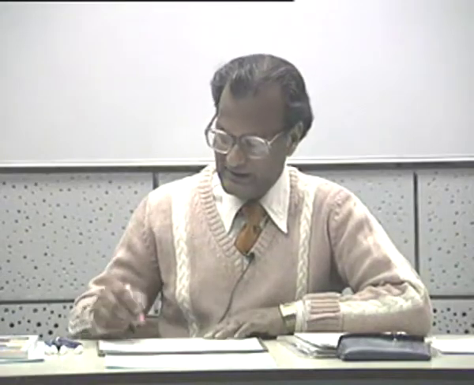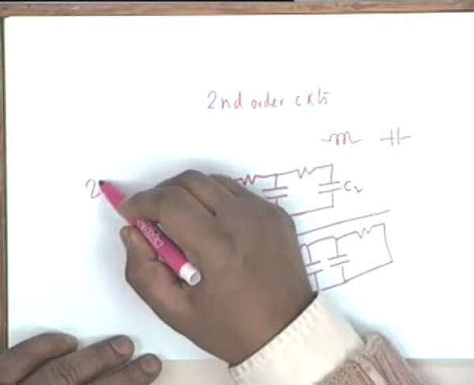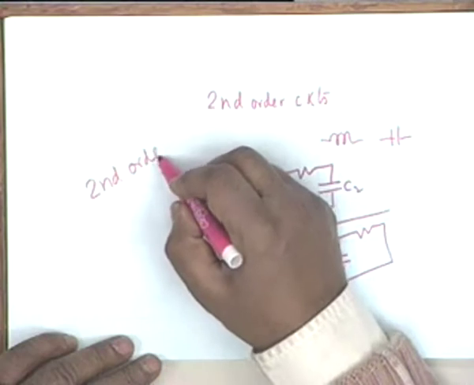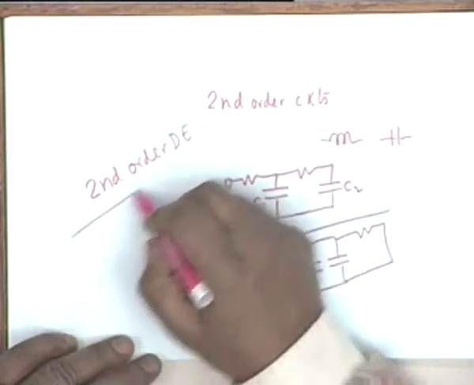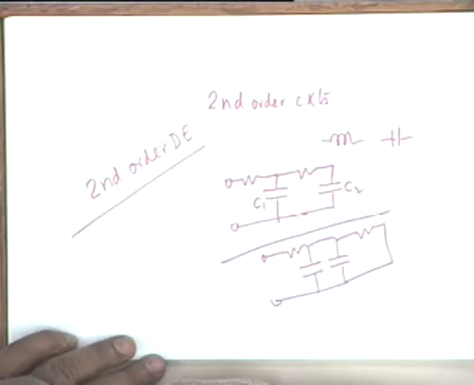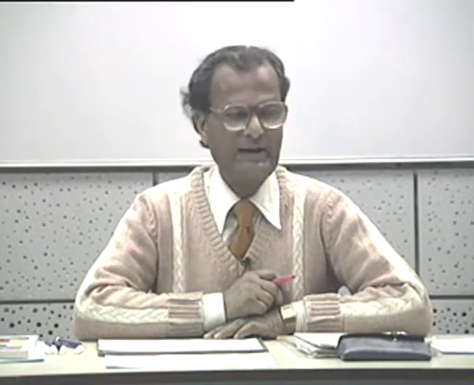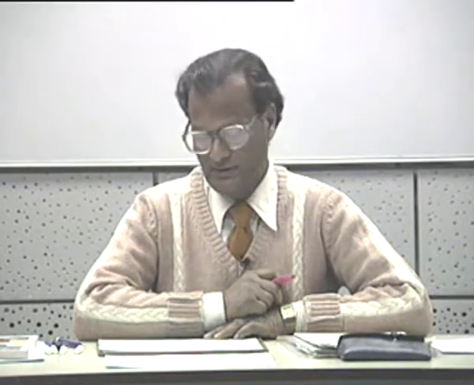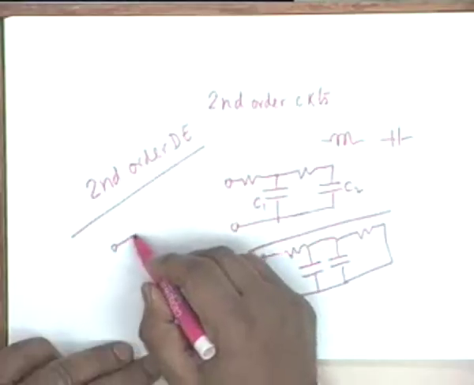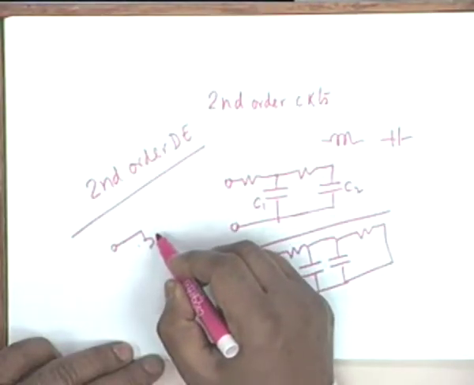A second order circuit is described by a second order differential equation, and a second order circuit shall have two roots of the characteristic equation. All right. For example, you can have a second order circuit like this.